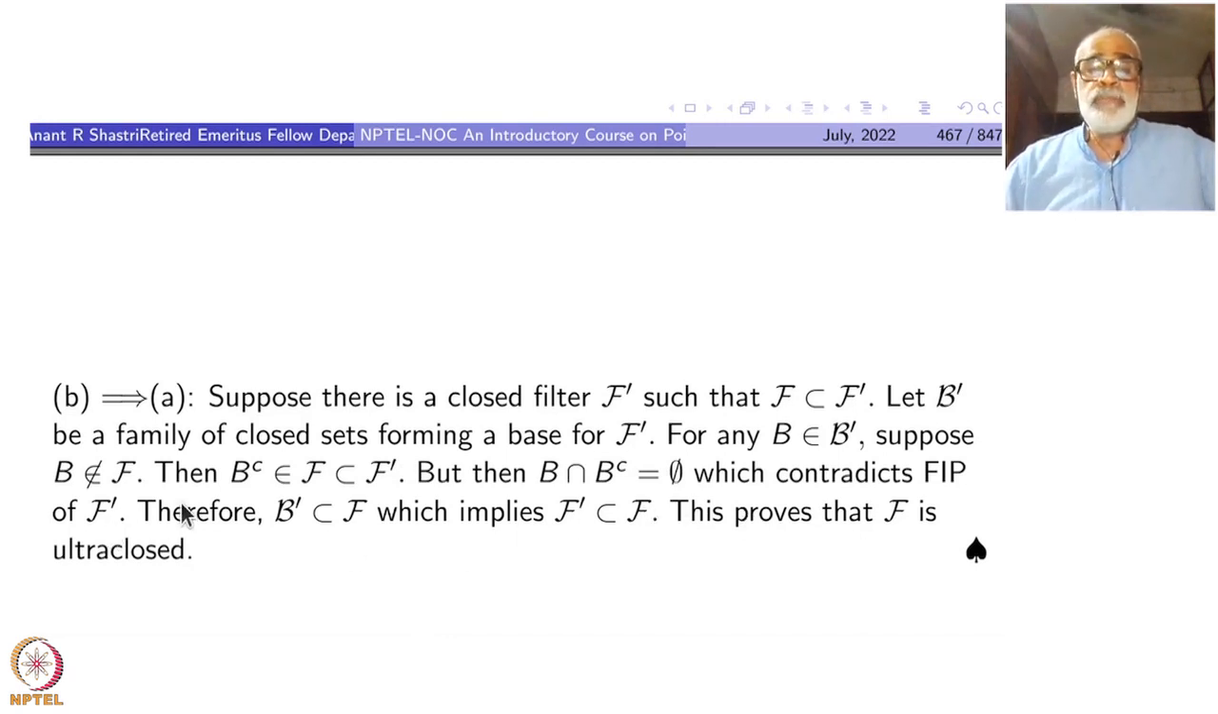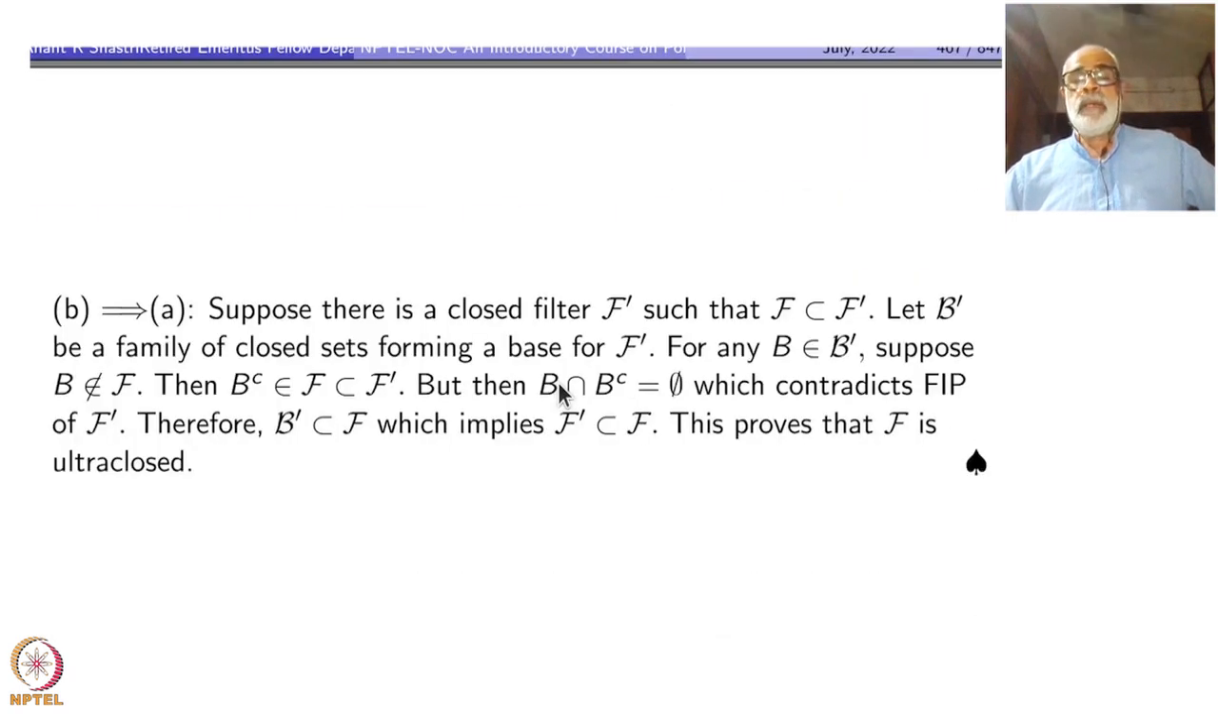Therefore, this B must be inside F. Since this is true for all B, the curly B prime must be inside F. But B prime generates F prime, so F prime is inside F. Therefore, equality holds. So the proof is more or less the same, but the flavor is different because we have to use the openness and closedness and so on here. That's all.